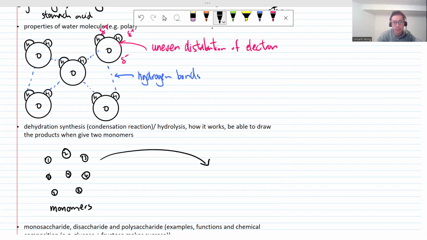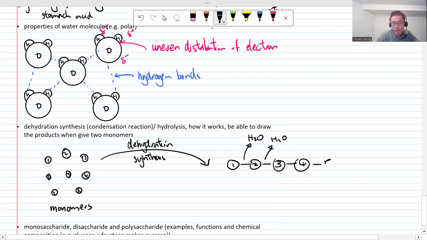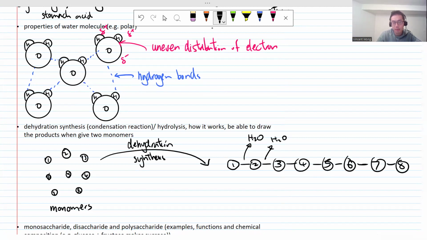Okay, so we can join them together. So watch this. Number 1 connected to number 2. And every time we connect them together, we do what's called a dehydration synthesis, or condensation reaction, which means we remove a water molecule. So when I connect 1 and 2, we're going to remove a water molecule. When I add on number 3, that's going to be another water molecule. When I add on number 4, 5, 6, and 7, every time we connect an extra monomer, we're going to have to remove a water molecule.